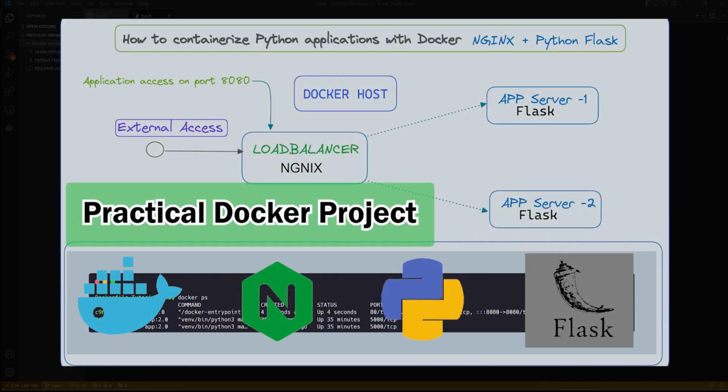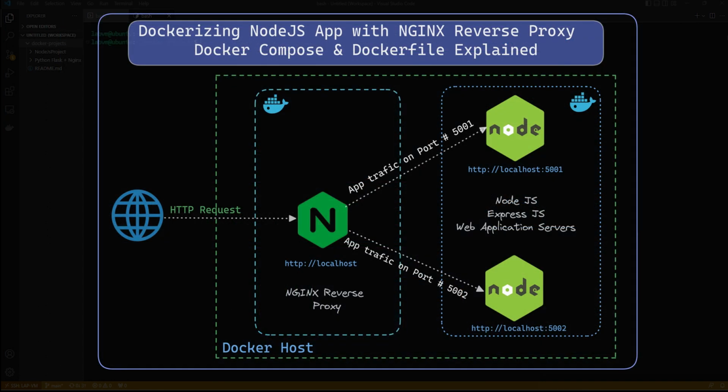If you watched my last two Dockerization projects, you have seen how to deploy a Python Flask application with Nginx by writing a Dockerfile from scratch. Then we covered how to build a web app with Node.js and Nginx with a Dockerfile and Docker Compose. Those are a good foundation but require some manual steps.